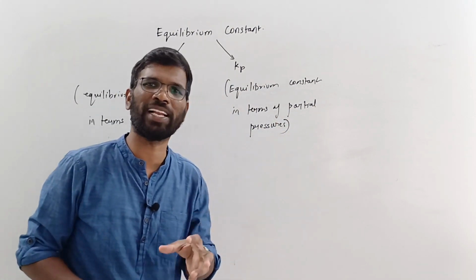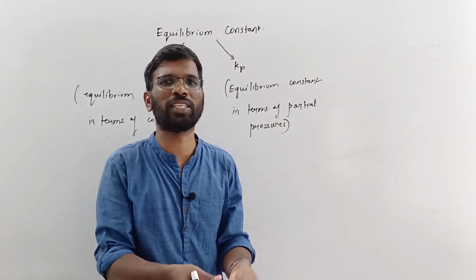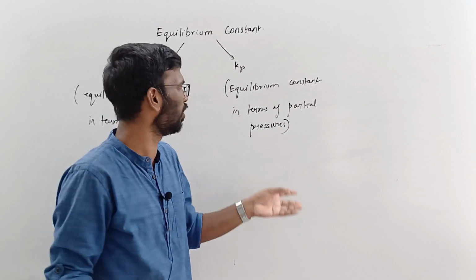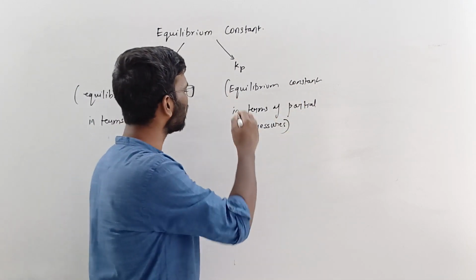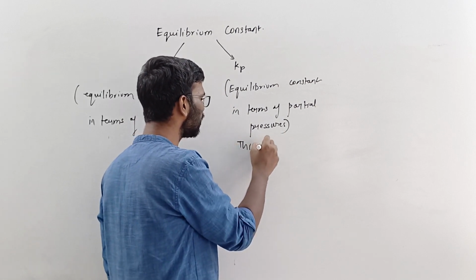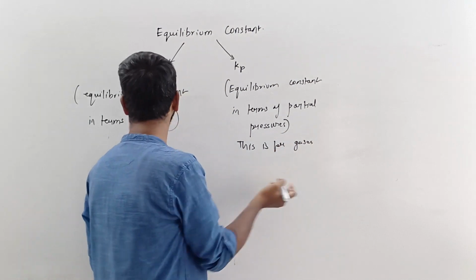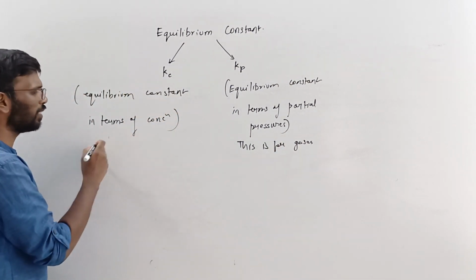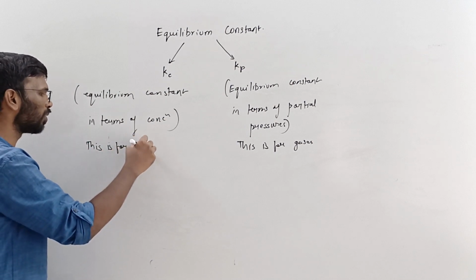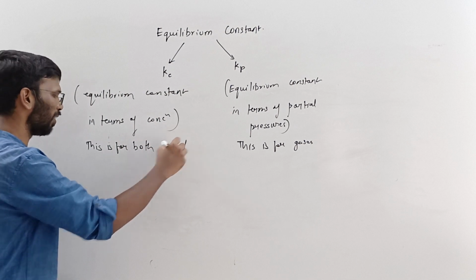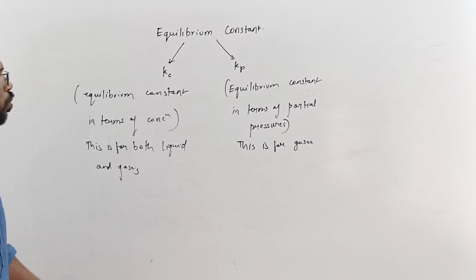Partial pressure also tells about concentration. No, more is the partial pressure, more is the amount. That is what we have learned from states of matter. More is the partial pressure of a particular gas, means more amount, more is the concentration of this gas. This is for gases. So Kc is for both liquid and gases. So both are this way.